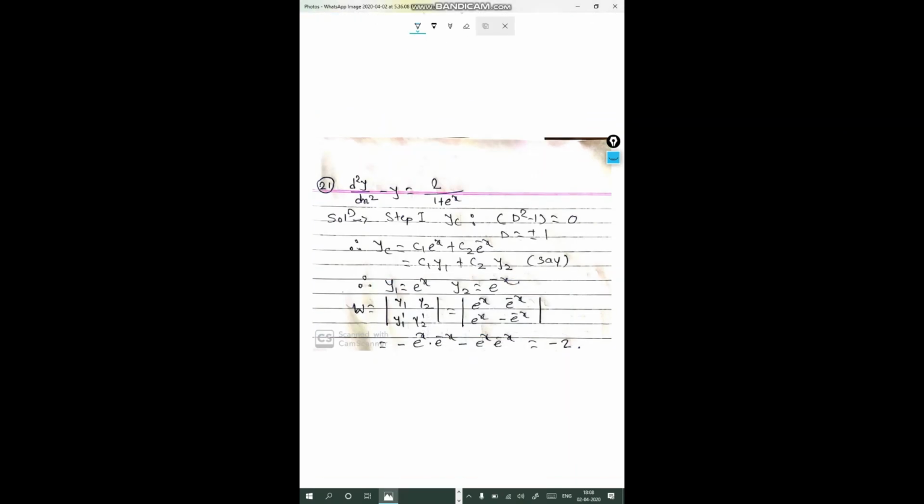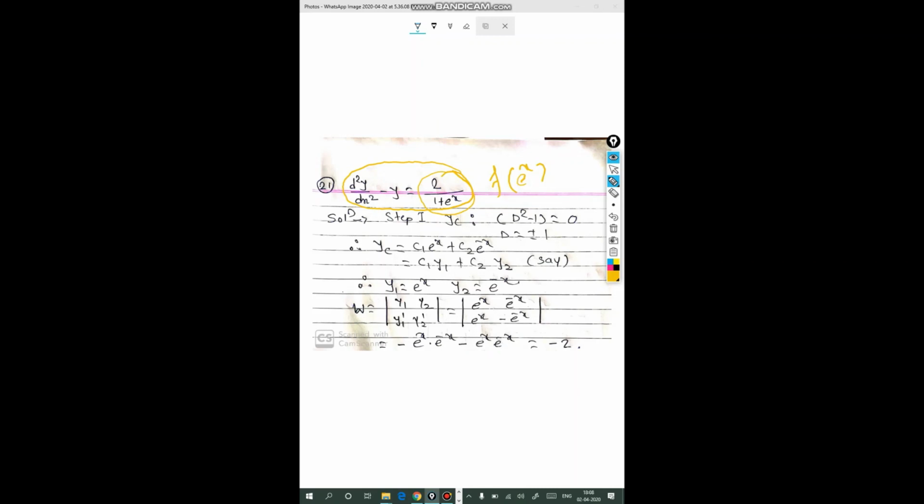Welcome to the second example of the variation of parameters method. The example we are taking is d2y by dx square minus y is equal to 2 upon 1 plus e raised to x. This is a case where you have a function of e raised to x on the RHS, and in such a case also, generally, variation of parameters comes. Don't worry too much about identification, because in the exam you will be given: find the solution by variation of parameters.